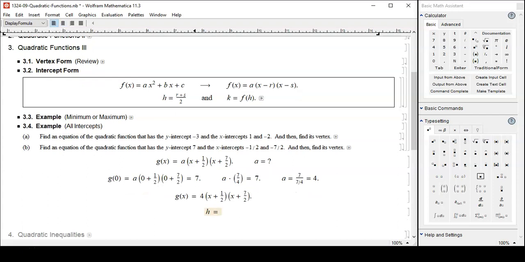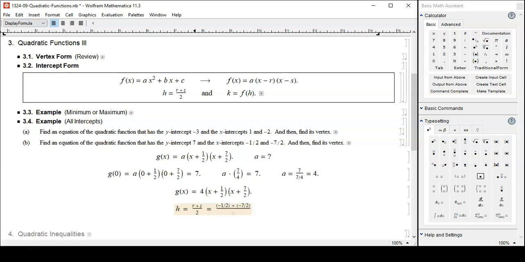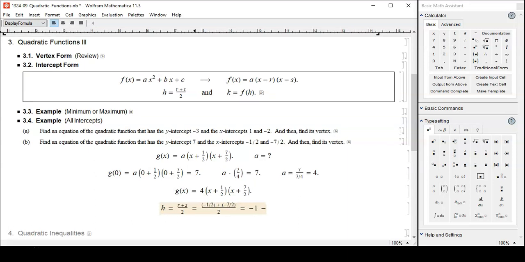h is r plus s over 2. So this one is negative 1/2 plus negative 7/2 over 2. So that's negative 1 minus 7 over 2. No, over 4, excuse me, after multiplying both numerator and denominator by 2. So negative 8 over 4, so that's negative 2. h is negative 2. And how about k?